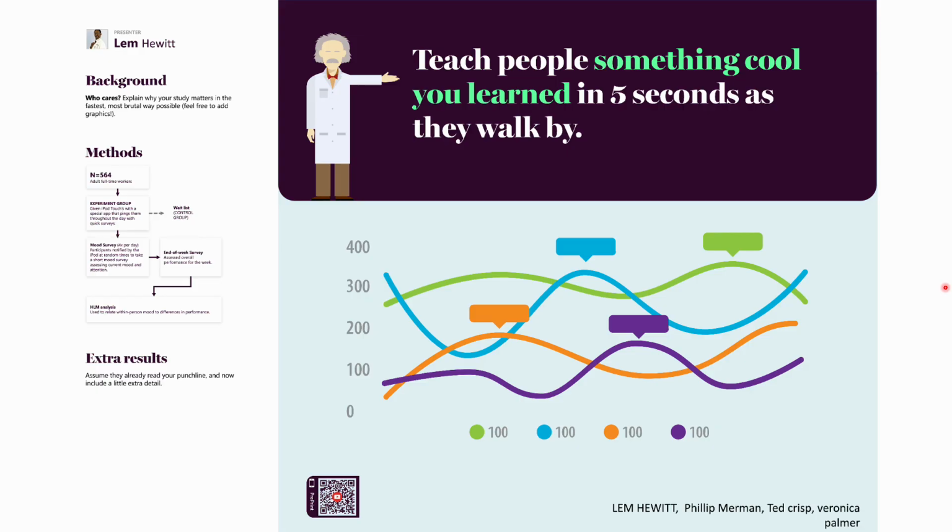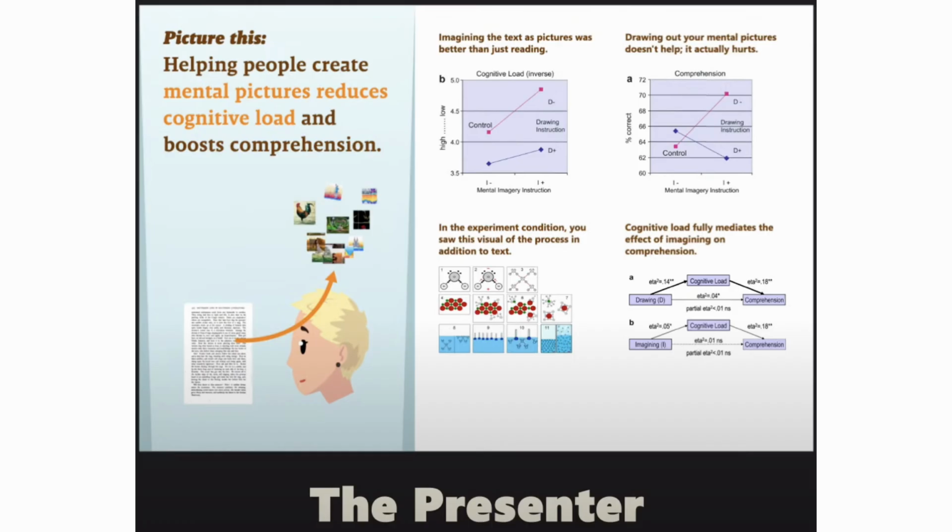This is another example of the hero figure. So you teach people something cool you learned in 5 seconds as they walked by. You've got your little graphic. You've got your major chart information here. And then you've got all of your background info sort of small on the side. Notice they also have the QR code and sort of smaller things here, allowing you to get more information.